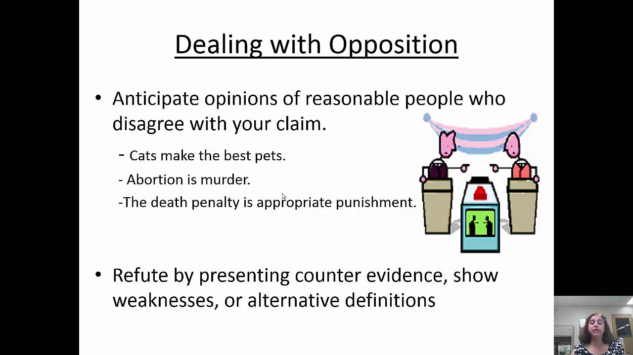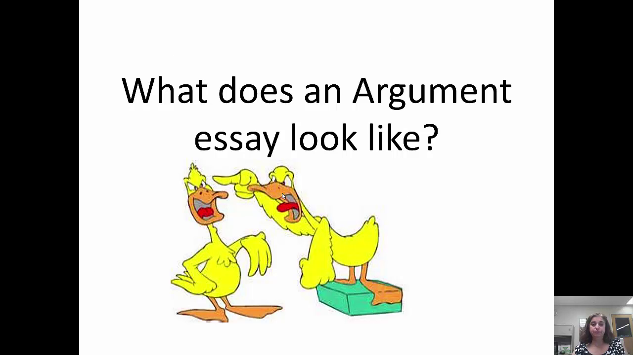You also need to deal with opposition in your argument essays. You have to assume that not everybody is going to agree with you and anticipate the opinions of reasonable people who would disagree. For example, if you're arguing cats make the best pets, it is logical to assume that some people would disagree, that dislike cats, or think dogs make great pets. A topic like abortion is murder. Some people would agree with that, some people wouldn't. The death penalty is an appropriate punishment. You need to refute by presenting counter evidence that shows the weakness or alternate definitions.